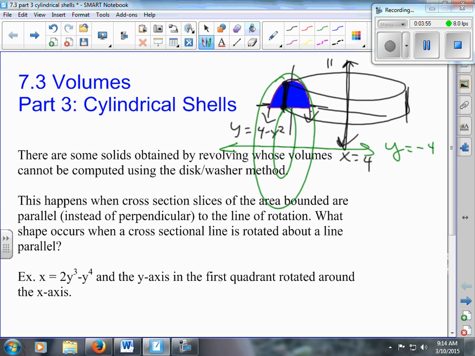So we're going to learn cylindrical shells because it's a good thing to learn and it will help you in Calc 2. But when we go to the AP review, I'm going to really encourage all washers and discs based on my experience grading. But shells are right. They're a good thing and they're right.